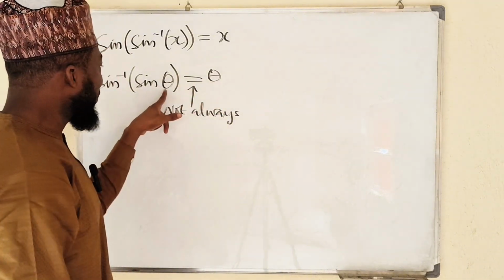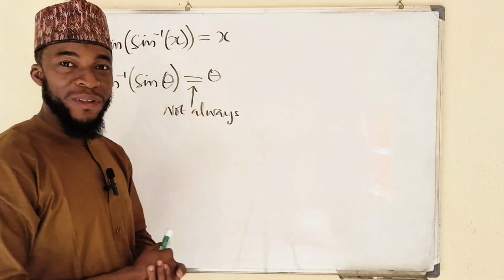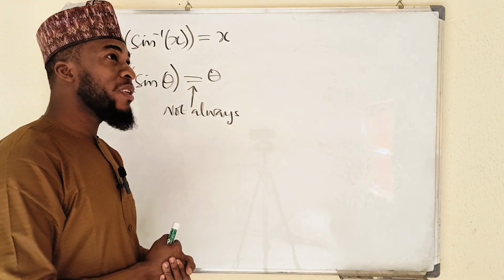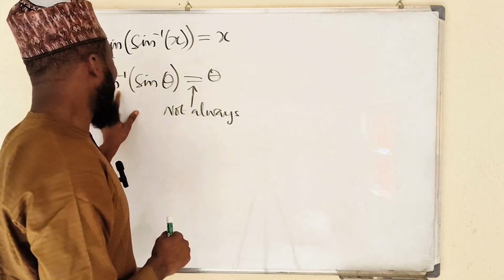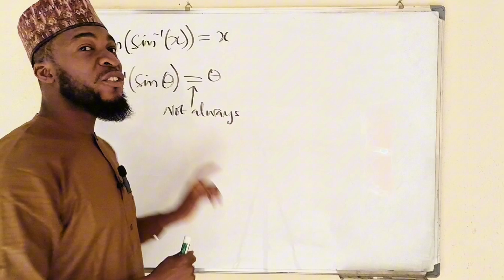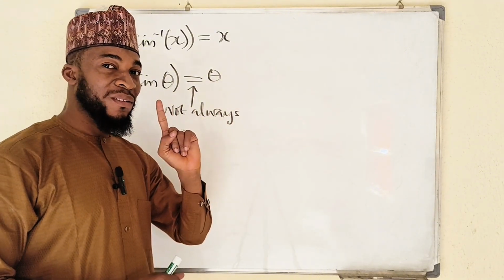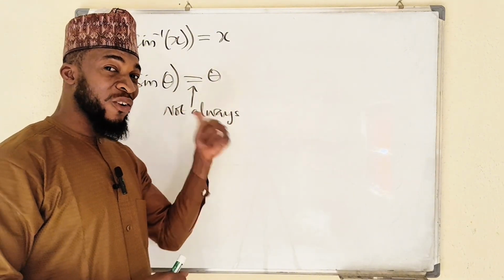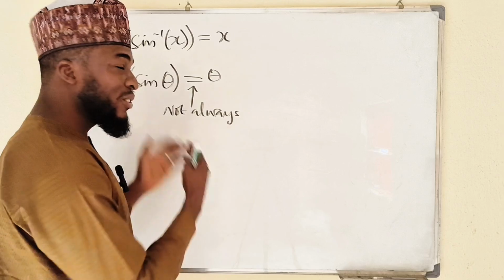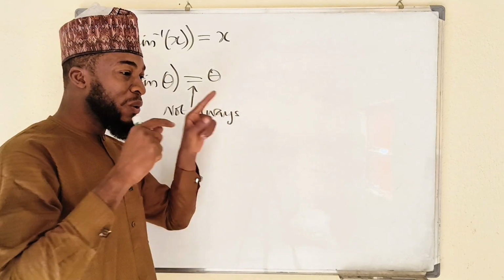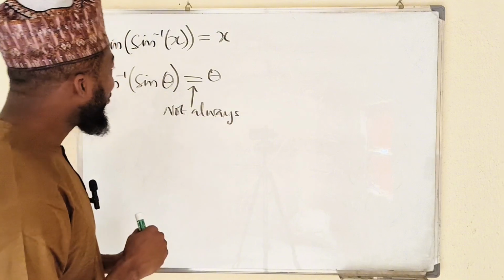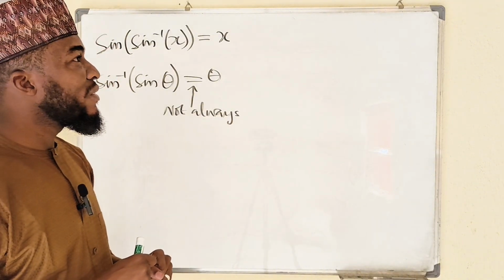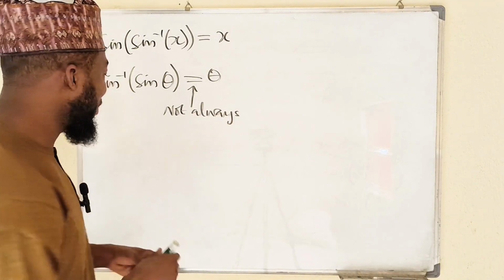But for the first one, theta here can be any angle, right? It can be, for instance, 120 degrees. But sine inverse will never return 120 degrees because 120 is in the second quadrant. And sine inverse returns angle in either quadrant number 4 or quadrant number 1. So let me use 60 degrees as reference.